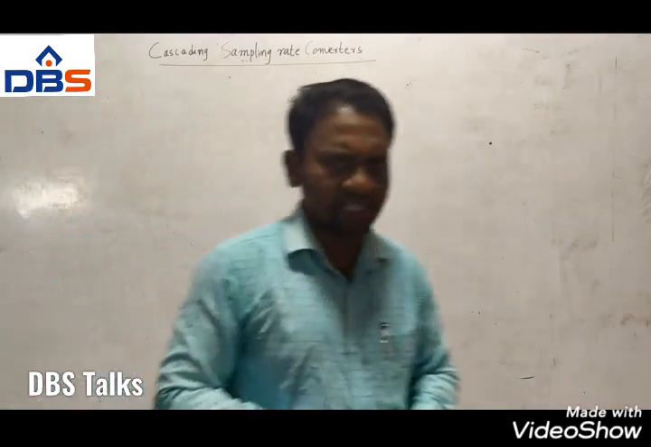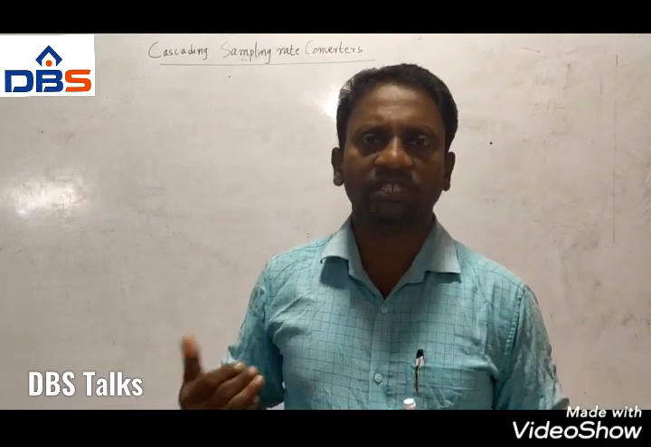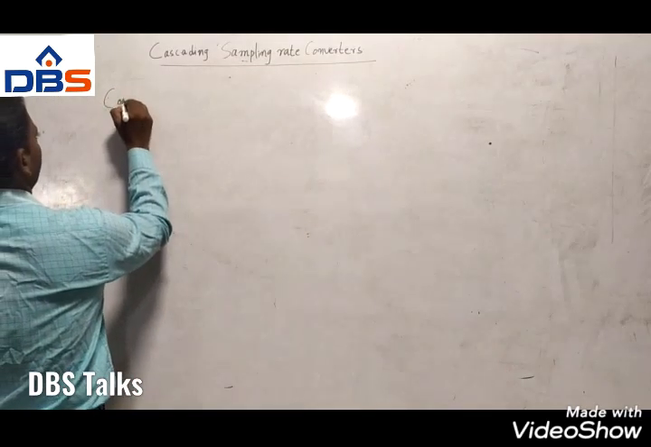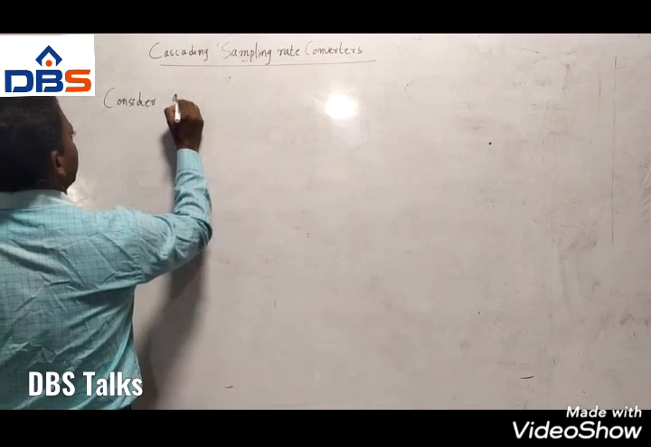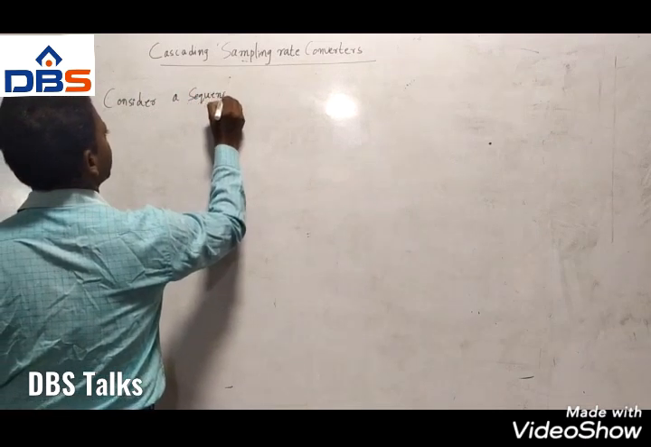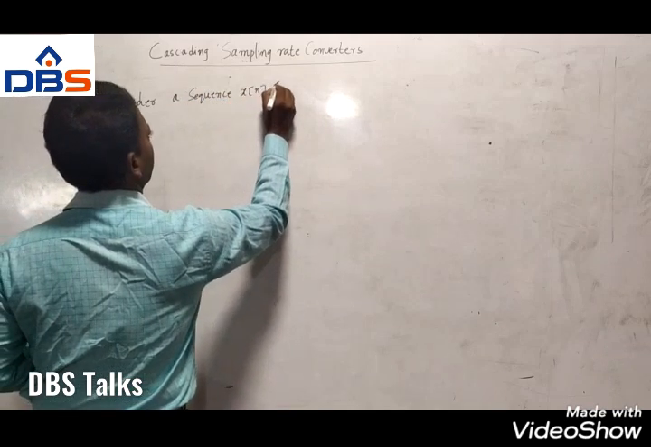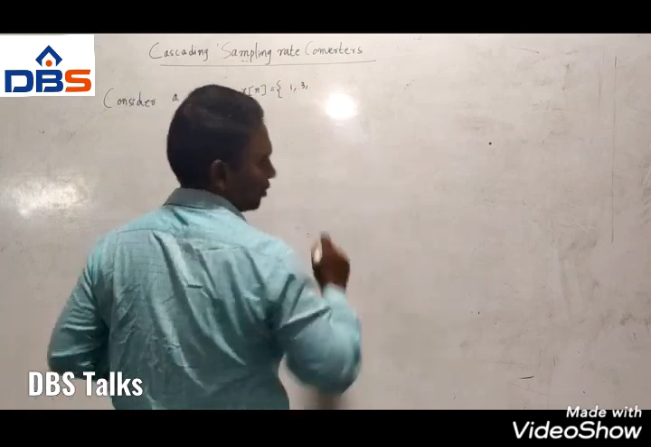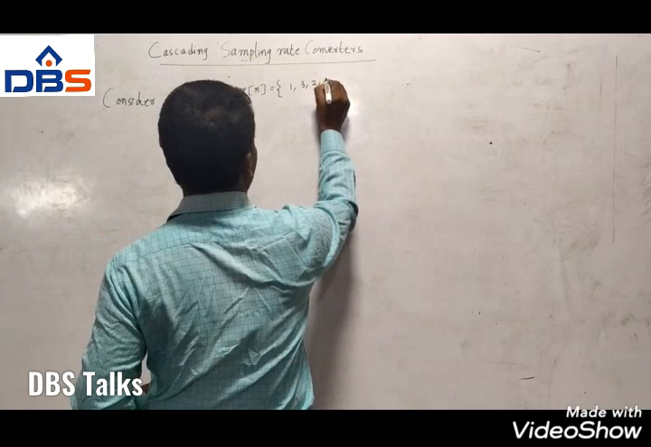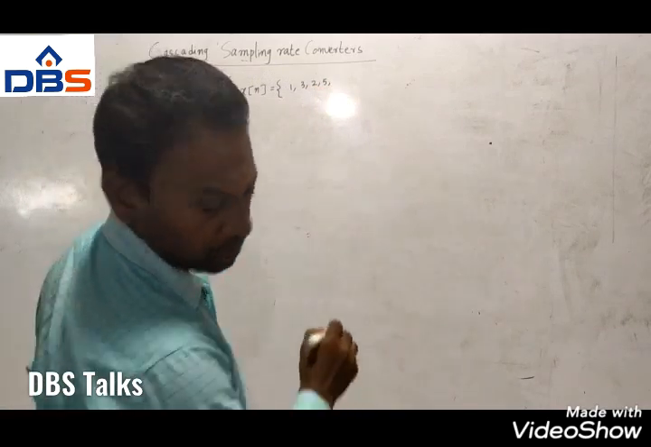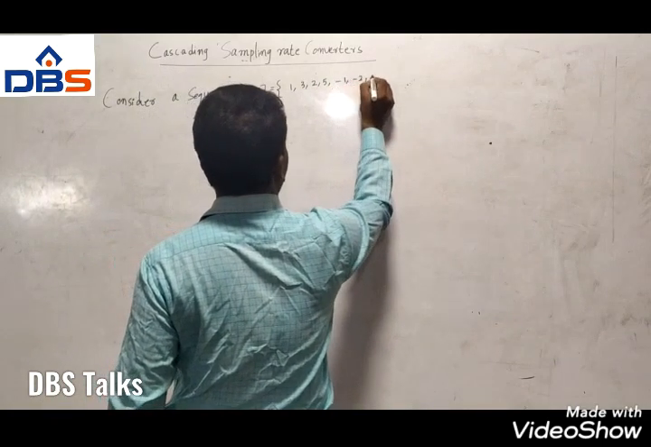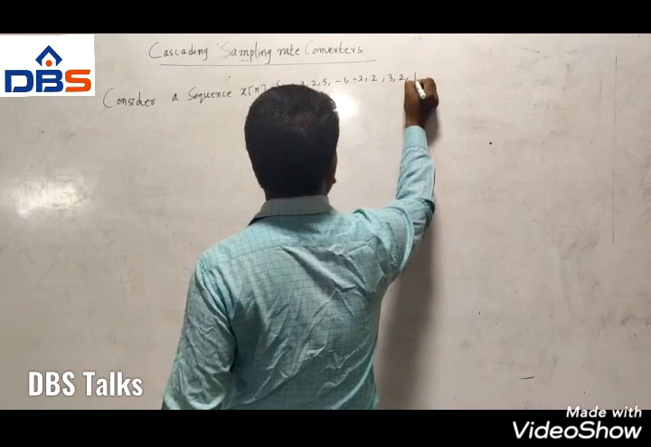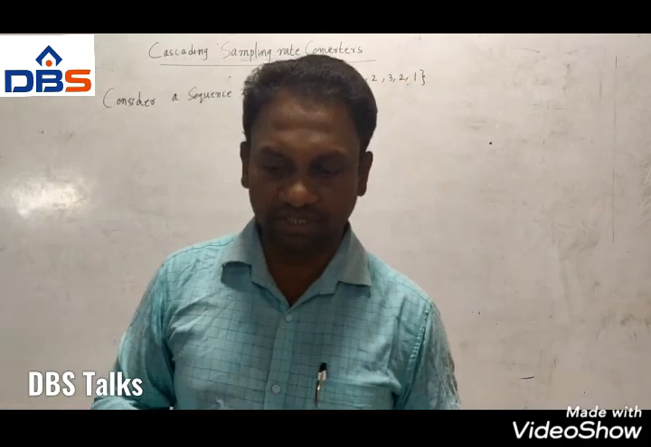Consider now one problem related to cascading of sampling rate converters. Consider an input sequence X of n equal to 1, 3, 2, 5, 1, -2, 2, 3, 2, 1. This is the given sequence.